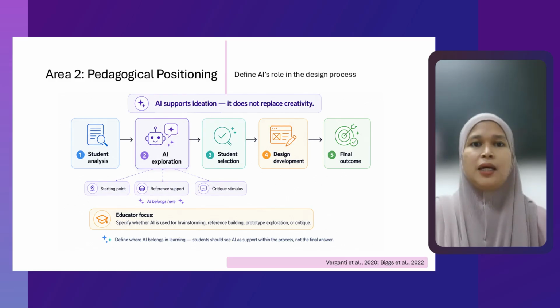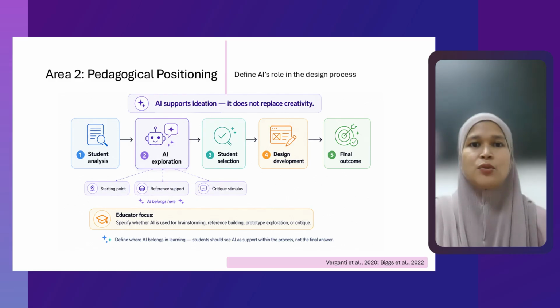For example, in a design project, students may use AI after they have analyzed the brief and developed initial ideas. AI can then help them explore visual alternatives. However, the students must still decide which elements are relevant, what should be rejected, and how the idea should be developed further.